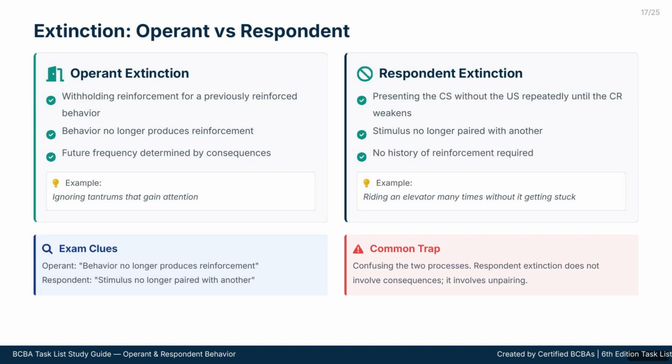Operant extinction involves withholding reinforcement for a previously reinforced behavior. Respondent extinction involves presenting the conditioned stimulus without the unconditioned stimulus until the response weakens. The key distinction is this: operant extinction involves consequences. Respondent extinction involves unpairing, not consequences. Confusing these two processes is a frequent exam error.